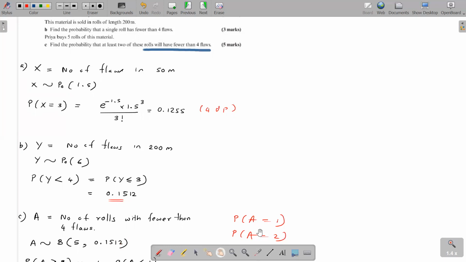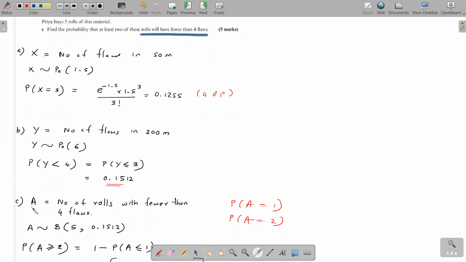So you need to realize the way you define your random variable is really powerful, and that explains many things. So it's really important. You should be able to define this very clearly. So capital A is the number of rows with fewer than 4 flaws. So what do I need? I need to find the probability that at least 2 of these rows has fewer than 4 flaws. So I need to find the probability that there are at least 2 with this condition.